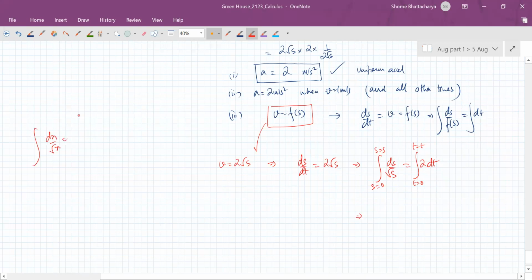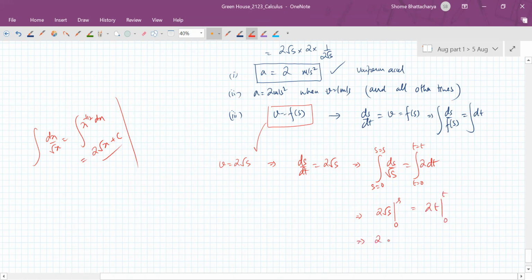What is this integration? Okay, 2 root x, right? So this will be 2 root s, but we'll put the limits from 0 to s. Now, on the other side, 2 is a constant, so it just comes outside, from 0 to t.